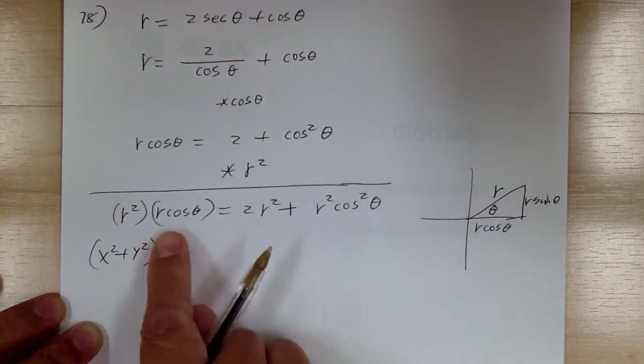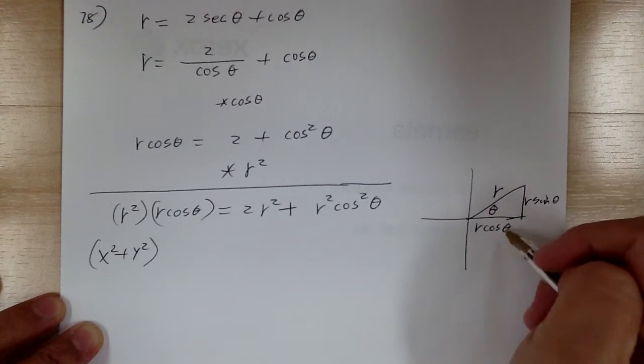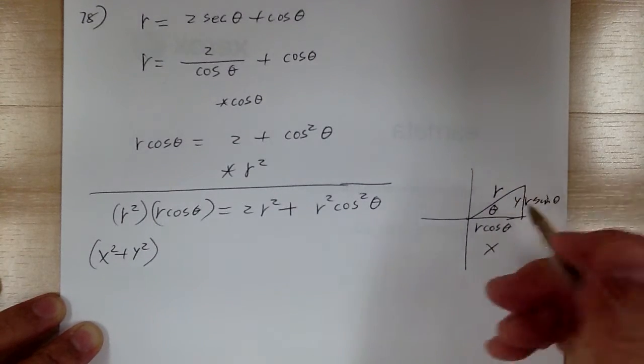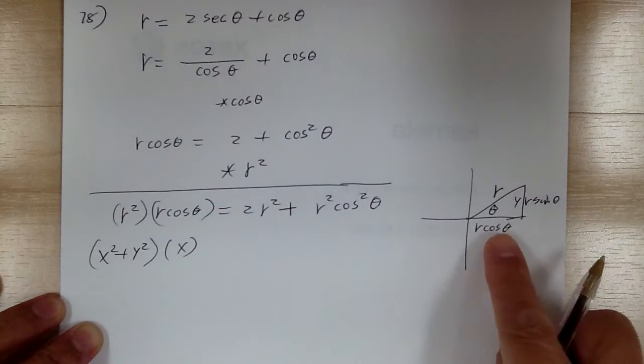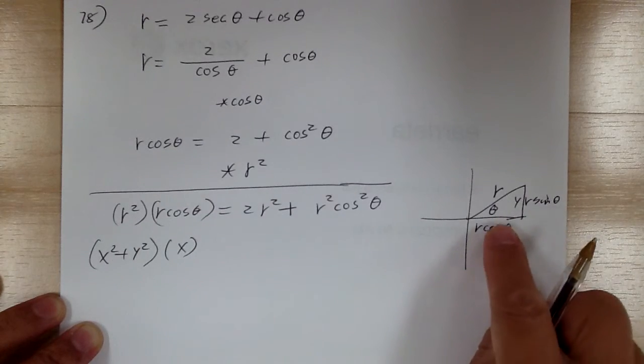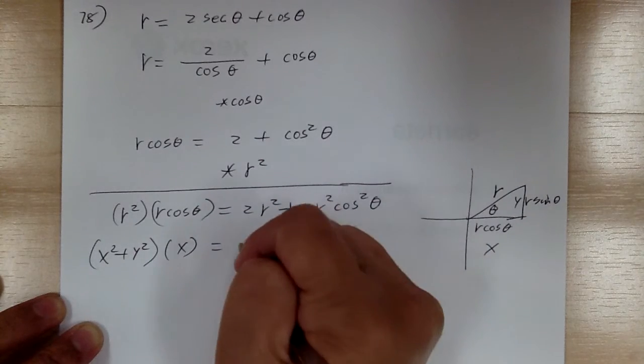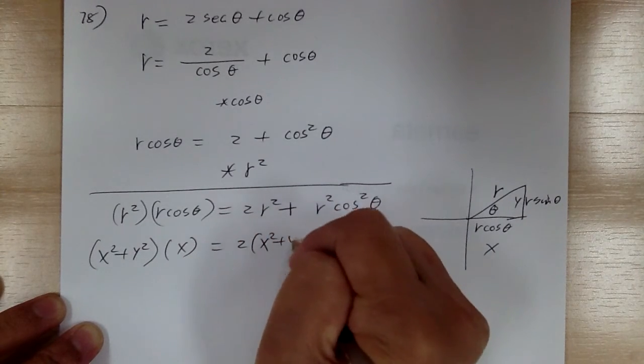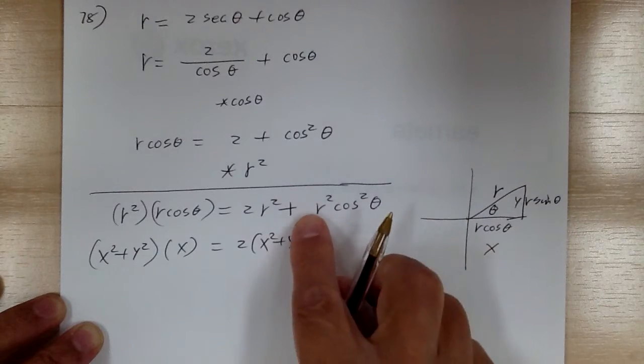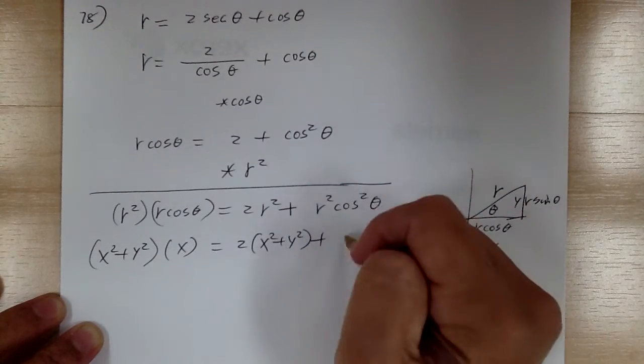So r cosine theta is also equal to x. This would be the x, and again from your Pythagorean theorem, x squared plus y squared equals r squared, so that's where it came from. And so this would be 2 times x squared plus y squared. So r cosine theta is x, so this would be x squared.